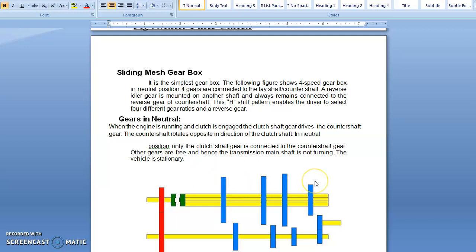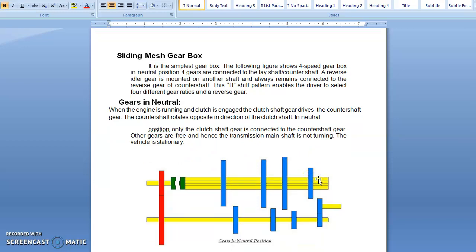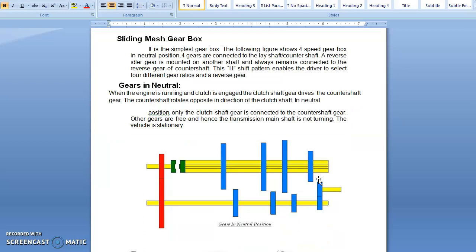In the 4-speed gearbox, the total number of shafts present is 3. Number 1 is the clutch shaft, this yellow one is the lay shaft, which in some books is written as counter shaft, and finally the main shaft, shaft number 3, which in some books is written as transmission shaft. Once again, in the 4-speed gearbox we basically find 3 shafts: clutch shaft, counter shaft and main shaft.